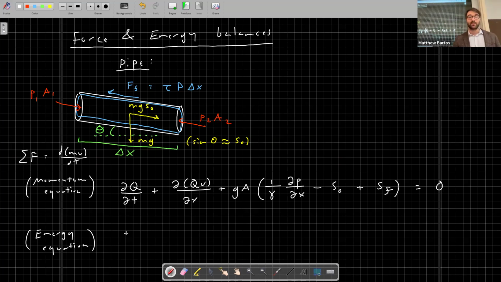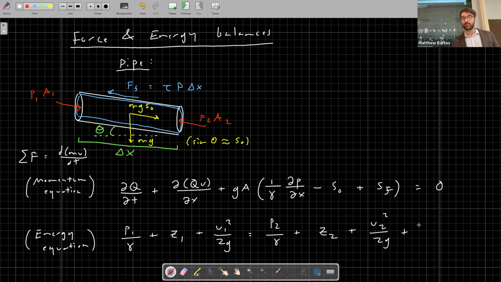And our energy equation was given by P1 over gamma plus Z1 plus U1 squared over 2g is equal to P2 over gamma plus Z2 plus U2 squared over 2g plus head losses from 1 to 2. So remember where the energy equation comes from. I may ask this on a test at some point. Okay, so these are our momentum balance, our force balance, and our energy balance for pressurized pipe flow.